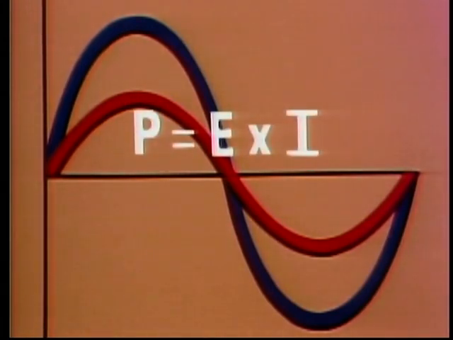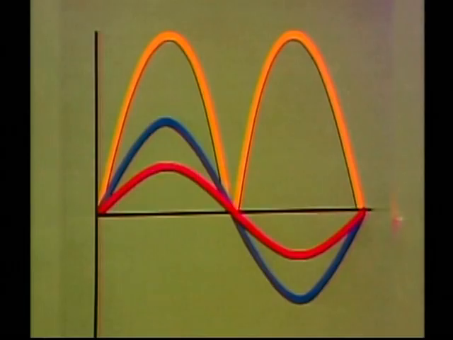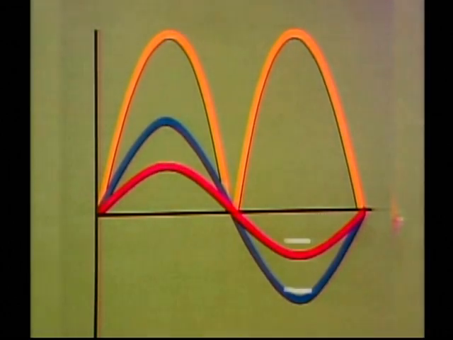It's that simple power equation, P equals E times I. But when we're talking AC, we have to be sure to get values for E and I at the same instant. During the first half of an AC cycle, both voltage and current are positive, so their product, power, is also positive. During the second half of the cycle, both voltage and current are negative. Here again, their product, power, is positive.